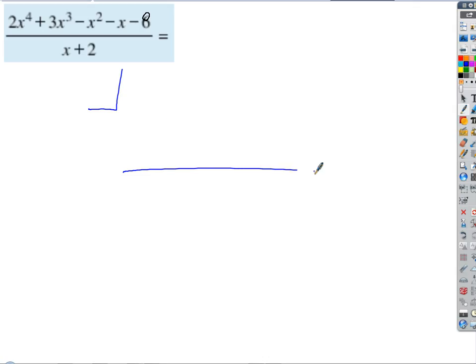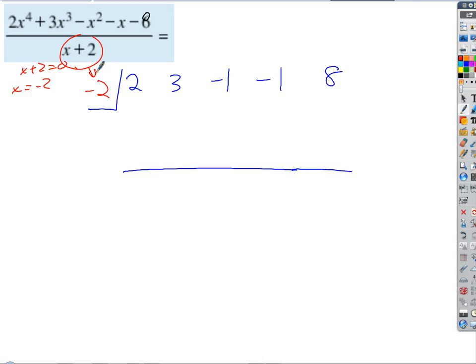So what are my coefficients going to be? 2, 3, negative 1, negative 1. Okay, and the number that's going to go in here, we're going to take the 0 of the denominator. So x plus 2 equals 0 when x equals negative 2. So we're taking the 0 of the denominator, okay? Let's see what we get.